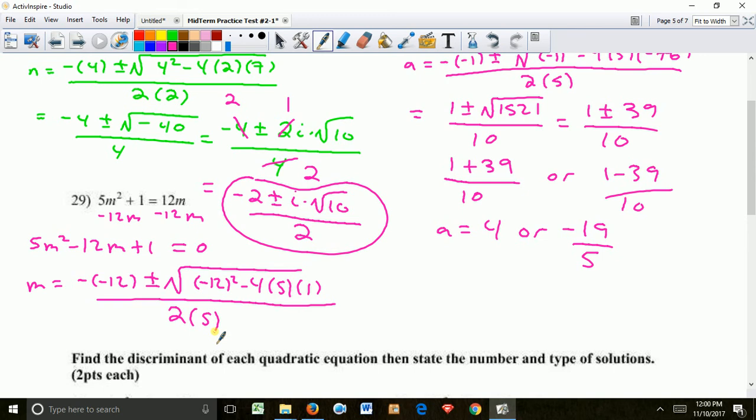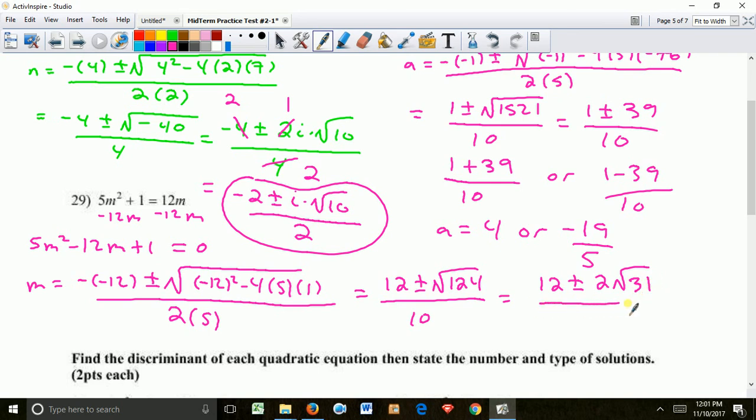Let's see what we get for the radicand. Negative 12 squared is 144 minus 4 times 5 times 1, which is 20. We do get 124 for that. So we get 12 plus or minus the square root of 124 divided by 10. Root 124 is the same thing as 2 root 31, divided by 10. Do simplify this.